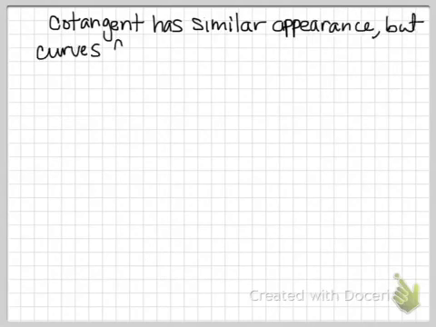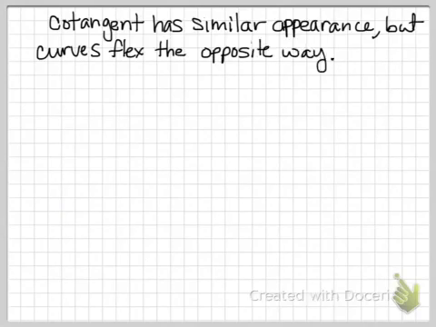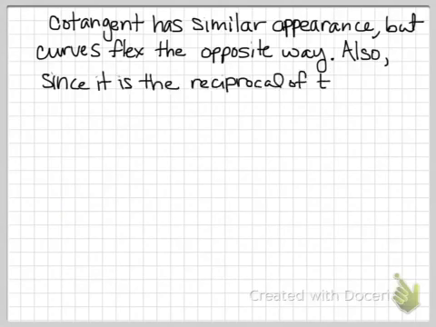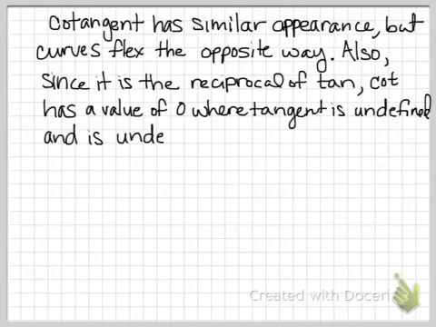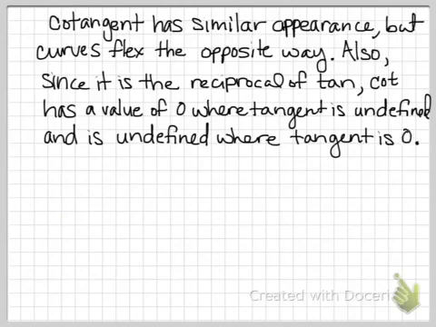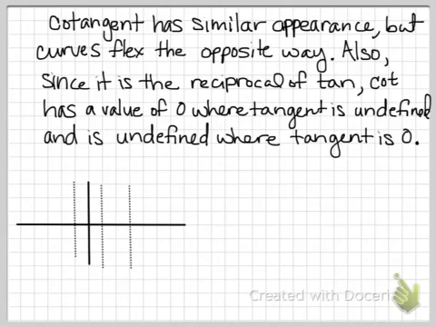Okay, so cotangent is similar, but the curves flex in the opposite direction. Instead of going to the right and up, they're going to go to the left and up, and so on. Also, since it's the reciprocal of tangent, cotangent has a value of 0 where tangent is undefined, and it's undefined where tangent is 0. So the asymptotes of cotangent are going to be where the zeros of tangent are, and the zeros of tangent are going to be where the asymptotes of cotangent are, if that makes sense.